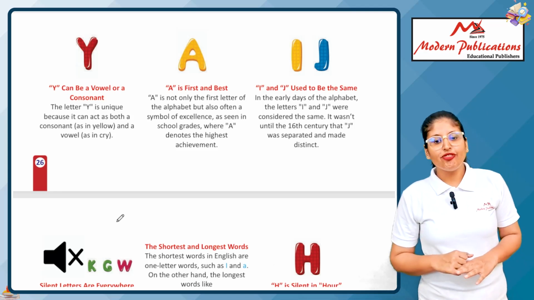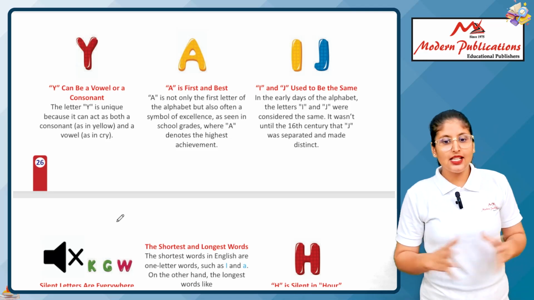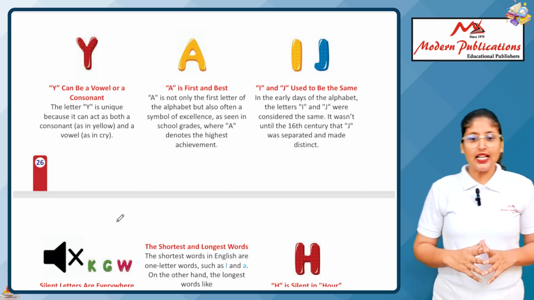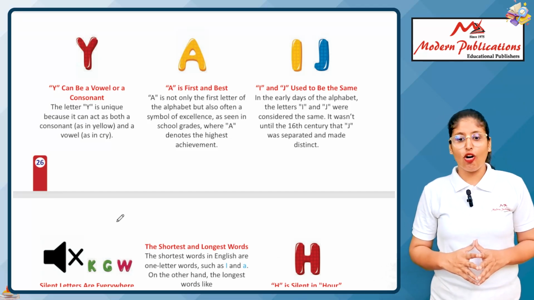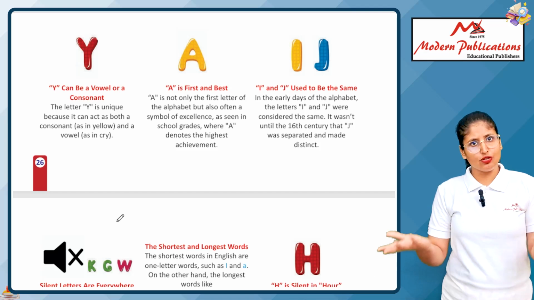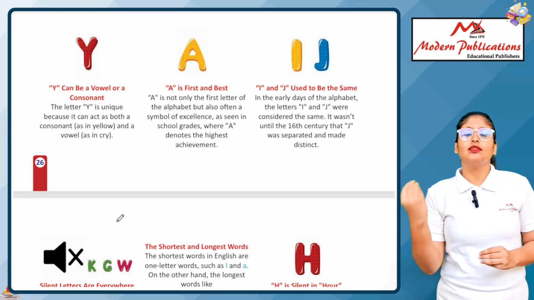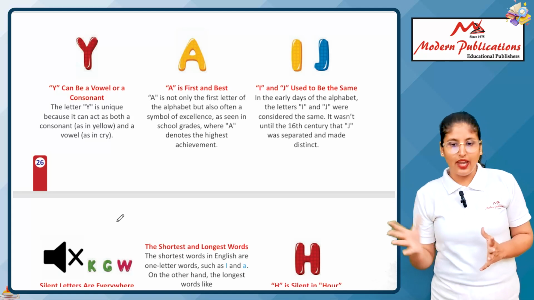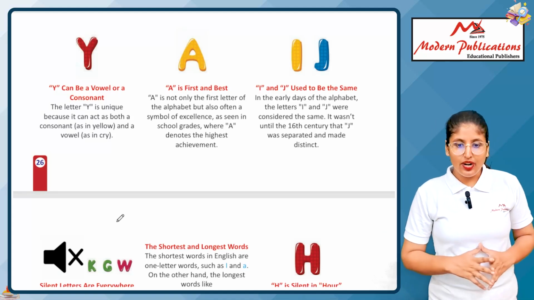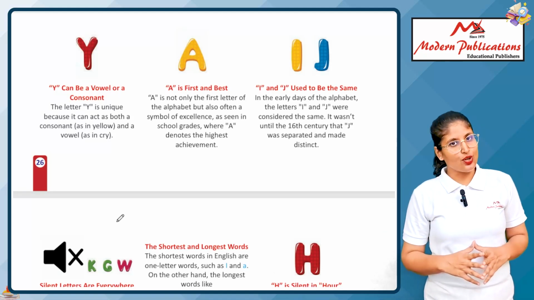A is the first and best. A is not only the first letter of the English alphabet but also often a symbol of excellence. If someone gives you an A grade, that means it is excellent. Okay? As seen in school grades, where A denotes the highest achievement.